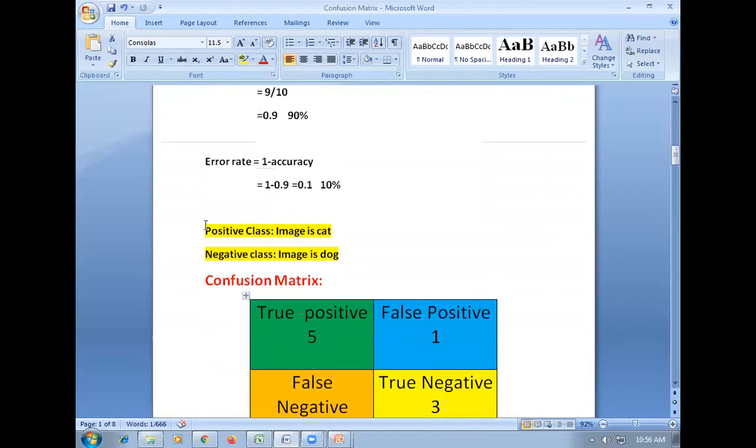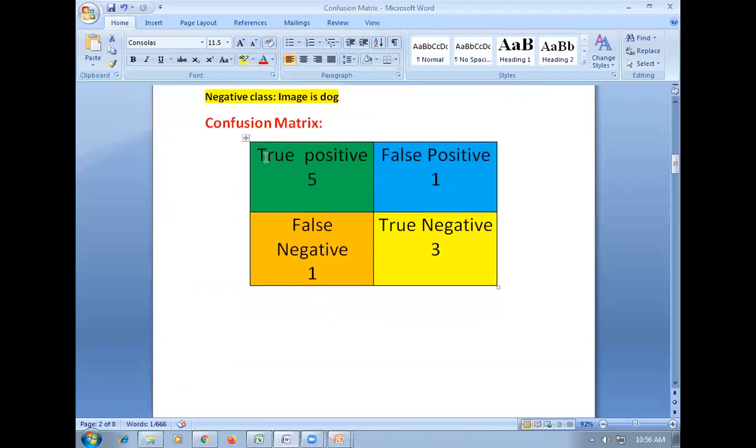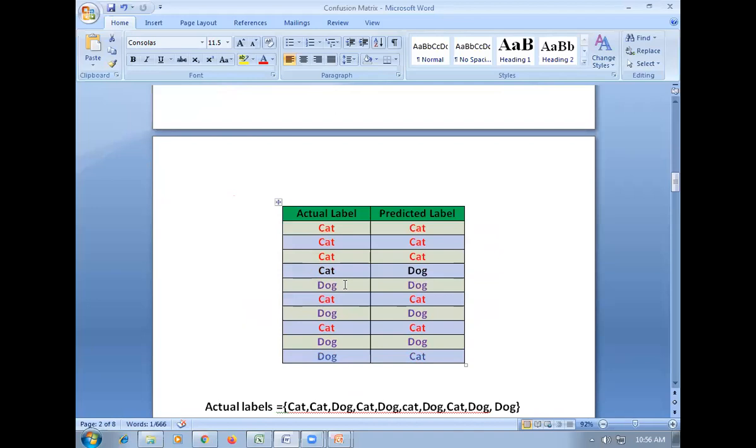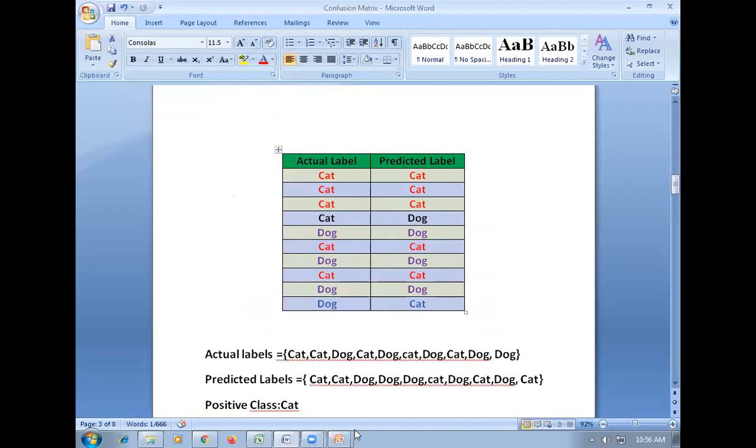Now next we have written the confusion matrix. For the confusion matrix, we have to consider the positive class and negative class. So we have considered the positive class as cat and the negative class as dog. Now here, the true positive TP, TN, FP and FN values we have calculated. So how can we calculate the true positive value? True positive means what? Anyone? What do you mean by true positive?